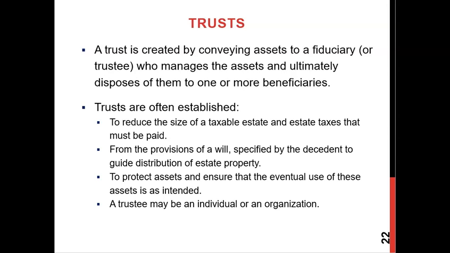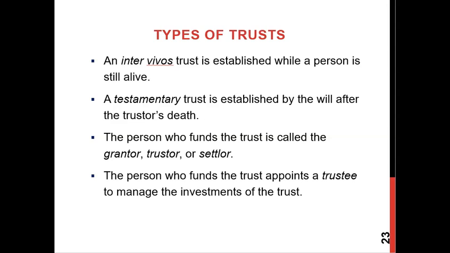And I also mentioned earlier that the trustee can be an individual or an organization. Now we will learn some legal terms related to trusts. If a trust is established while a person is still alive, it is called an inter vivos trust. On the other hand, if a person mentions in his will that a trust will be established to distribute the property, then it is called a testamentary trust, which is established by the will after the trustor's death. The person who funds the trust is called the grantor, trustor, or settlor. The person who funds the trust appoints a trustee to manage the investment of the trust.